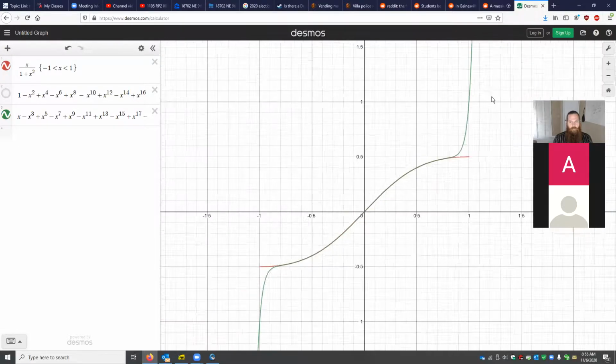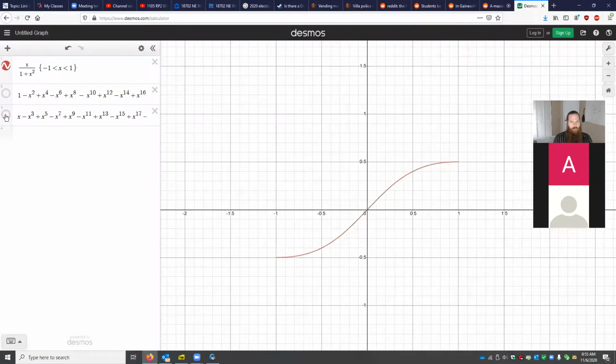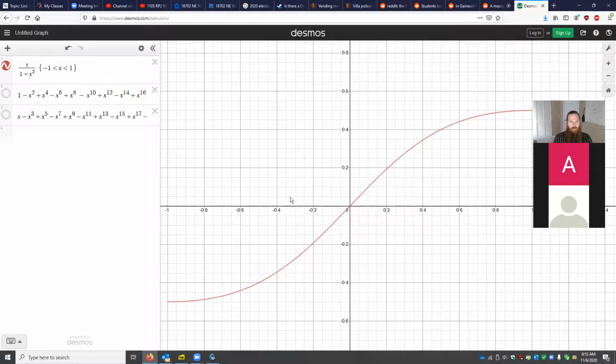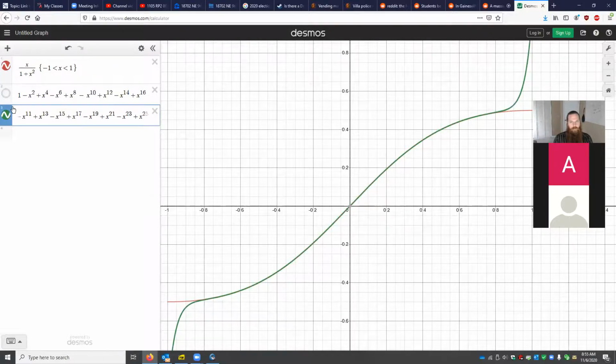And if you look at the red function here, what kind of symmetry do we see? Origin symmetry, right? So this is an odd function. The red function here, x over 1 plus x squared, is an odd function. And its power series contains only odd terms.